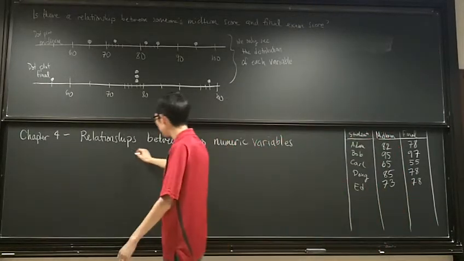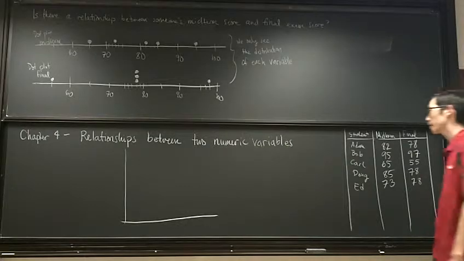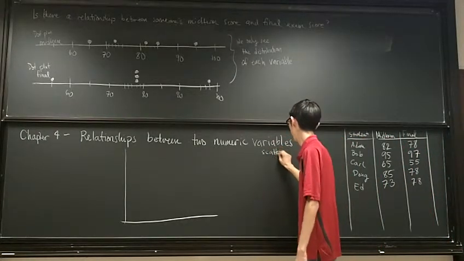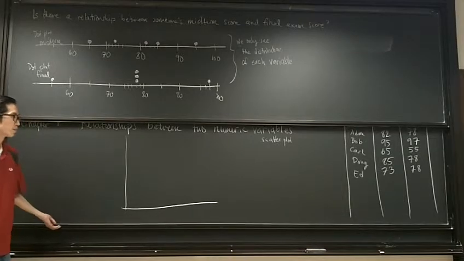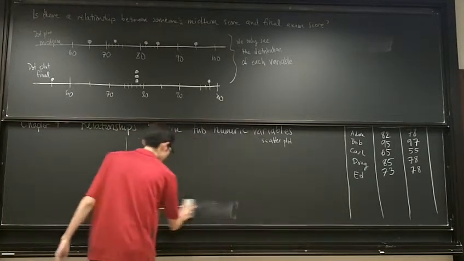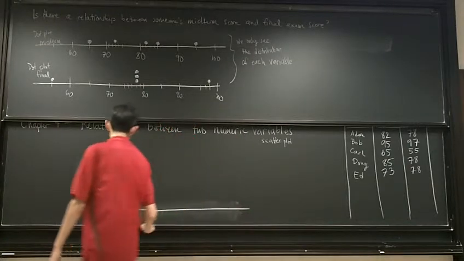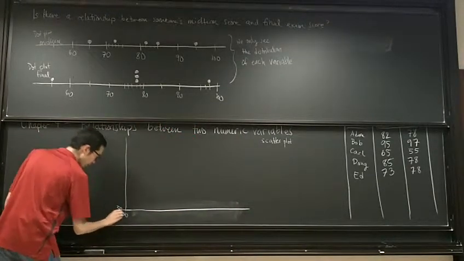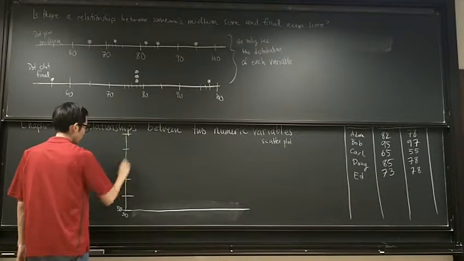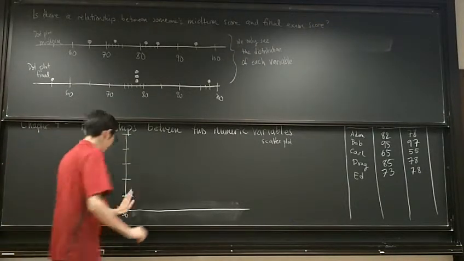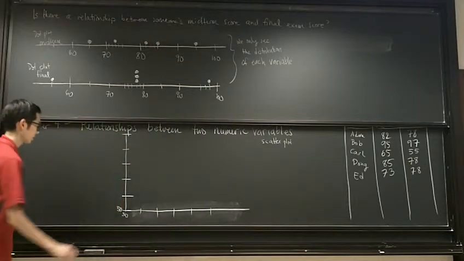So if we want to investigate if there's a relationship, we can create something called a scatterplot. Now, it might be tough to see any kind of relationship when there are only 5 people and the test scores of 5 people, but I'm just going to do my best here.